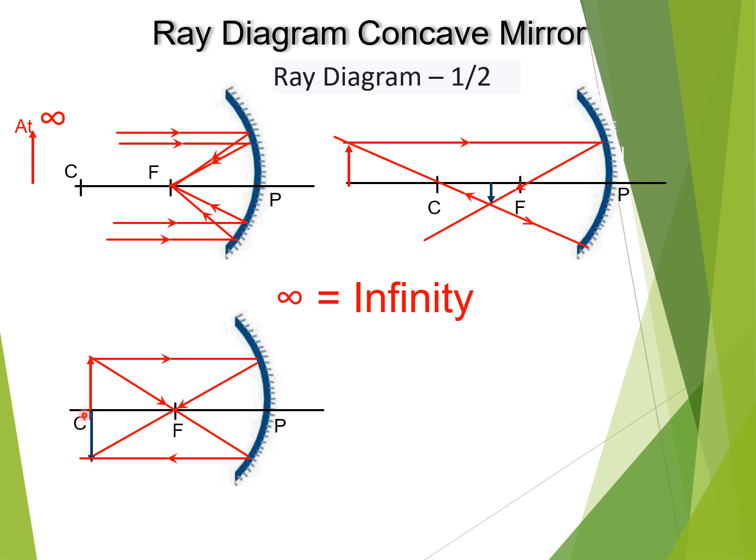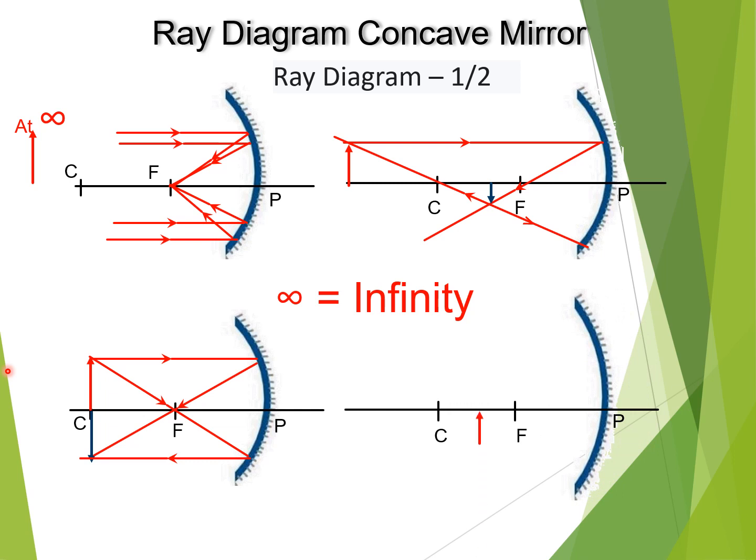So if our object is kept at point C, at center of curvature, then the image shall always be formed at C only, and its size shall be the same as the object. It shall be real and inverted.